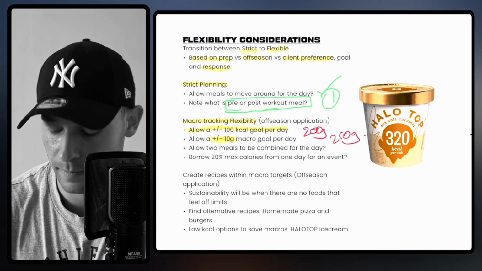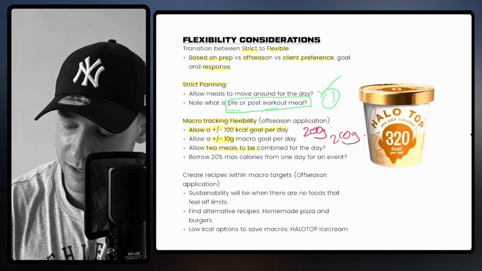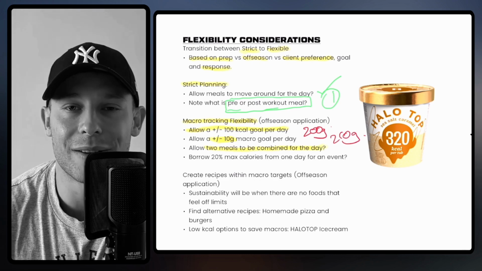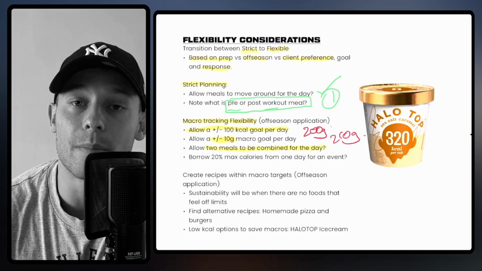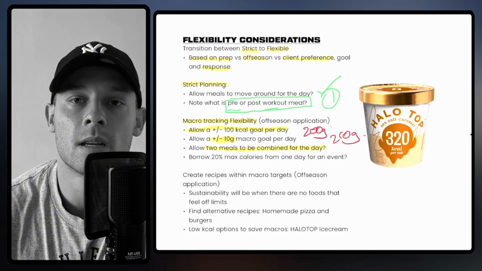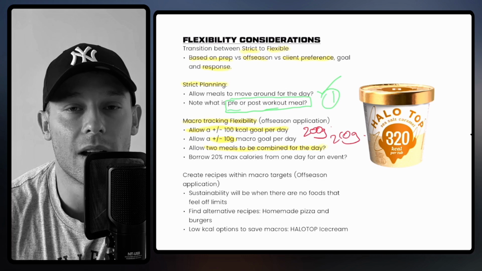The next question we can ask ourselves is, can we allow 2 meals to be combined for that day? The answer is yes. And that could come down to a multitude of reasons. One of them could actually be time availability. So if you are trying to consume 5 meals per day, but you genuinely don't have the time, then you can condense that down to 4 meals, or perhaps even further to 3 meals.